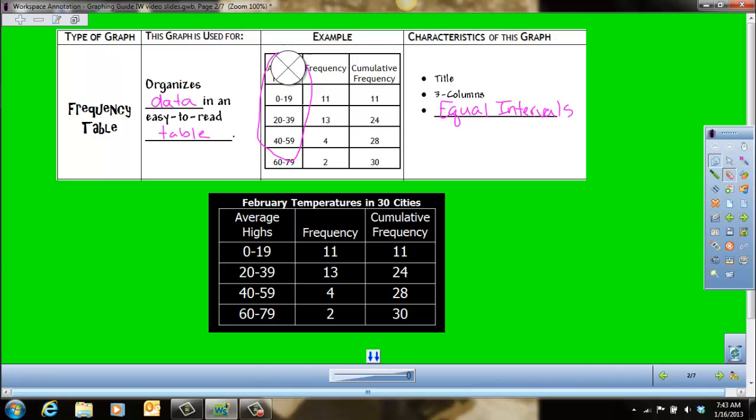Something else about the frequency table that you'll want to look at is if the average high happened 11 times between 0 and 19 degrees, that's where you put how often it happened. And then this column is a running total. And if you have room, you can write this on your notes. So it's like saying, okay, I had 11 so far. Now in 20 to 39 degrees, it happened 13 times. So far I have 11 plus 13, and that's where I get my 24. And when I go to 40 to 59, I add 4 more in, and I have a running total of 28. So this cumulative frequency means your running total.